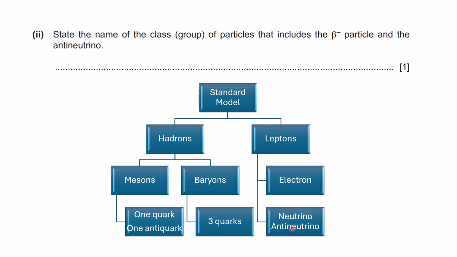Now, which one does the beta minus particle belong to? Well, the beta minus particle is the electron. So the electron belongs to the leptons. Boom.